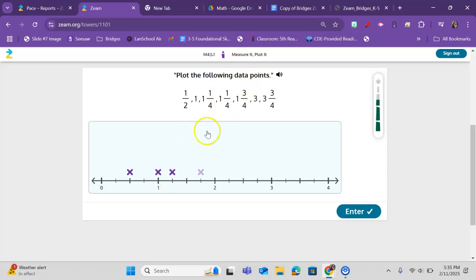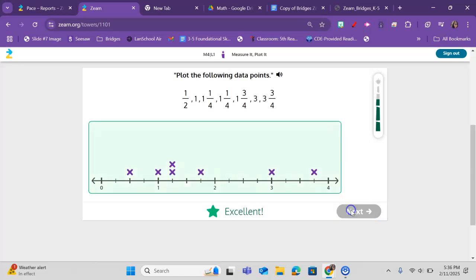And then it says 1 and 1/4 again. So I'm going to put another one right there. And then it has 1 and 3/4. So I have the 1. 1, 2, 3 fourths. Okay. And then it says to put 1 out of 3. And then this one says 3/4. So I'm at my 3, and it wants me to go to the third line, 1, 2, 3, 3/4. That looks to be it.